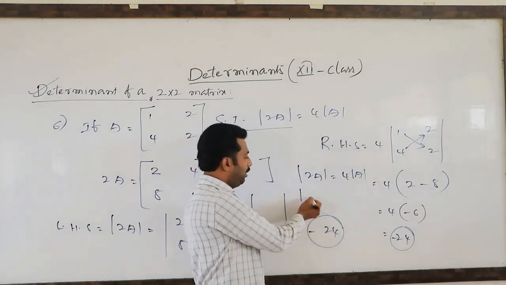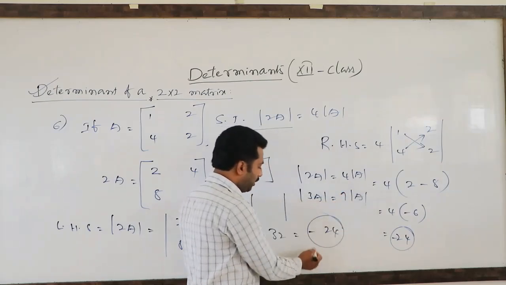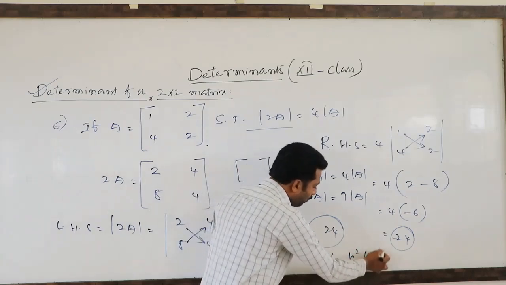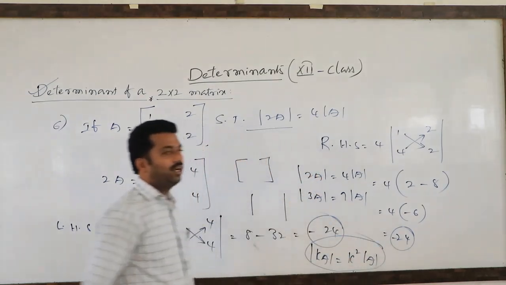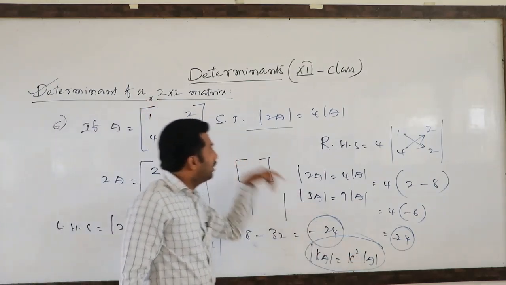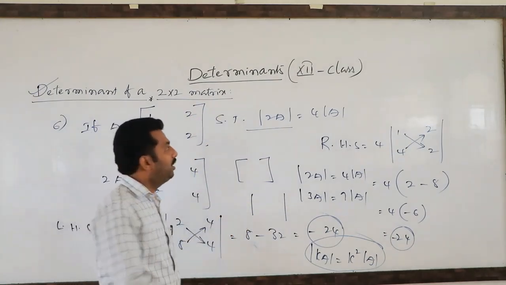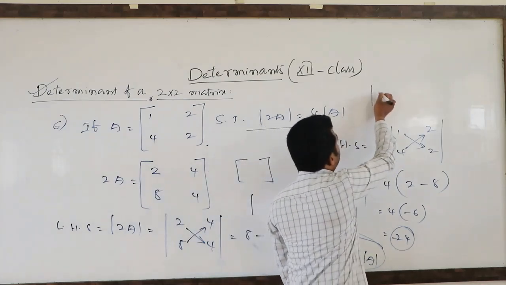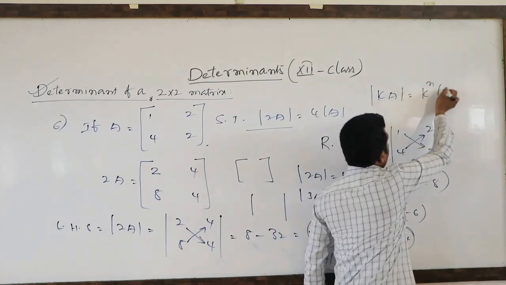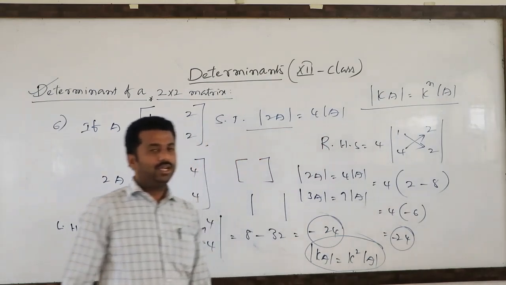Similarly, determinant of 3A equal to 9 into determinant of A. Similarly, determinant of kA equal to k square into determinant of A. Because matrix order 2 by 2 means k square. 3 by 3 means k cube. Of order n by n means k to the power n. So, you remember this formula. Determinant of kA equal to k to the power n into determinant of A.